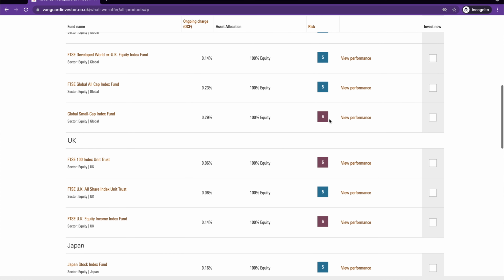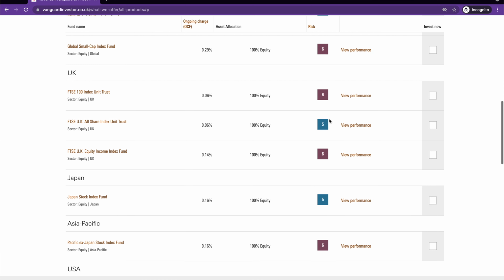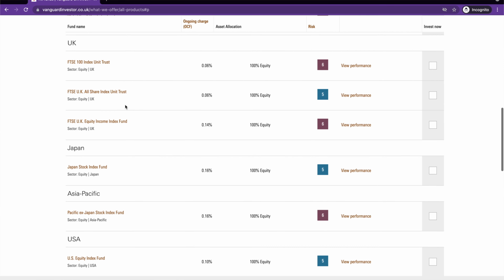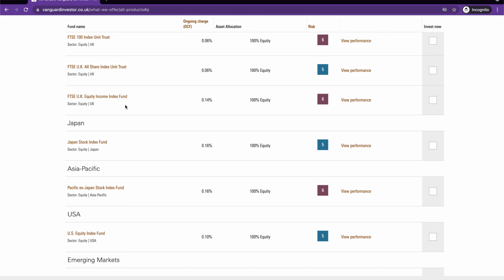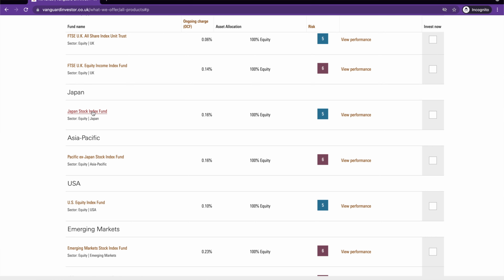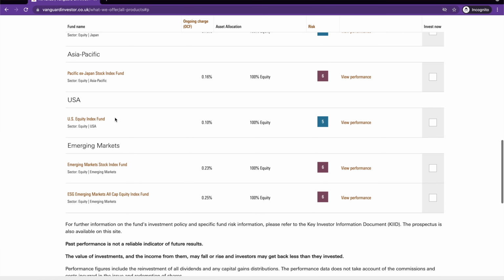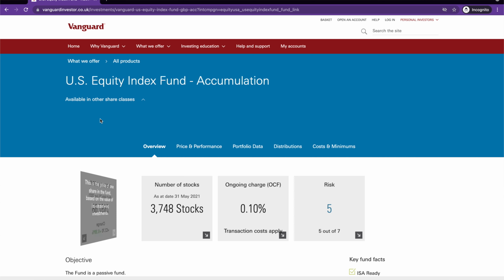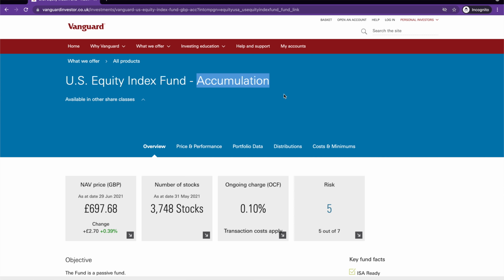Let's scroll down here. So we see that there are some here that track indexes like the FTSE 100 in the UK. If you're interested in tracking the Japanese stock market, you could invest in this one, the Japan Stock Index Fund. But in this case, I'm interested in the US stock market, so here we have one, the US Equity Index Fund. Let's click on this. Okay, so as you can see, this mutual fund is called the US Equity Index Fund Accumulation.